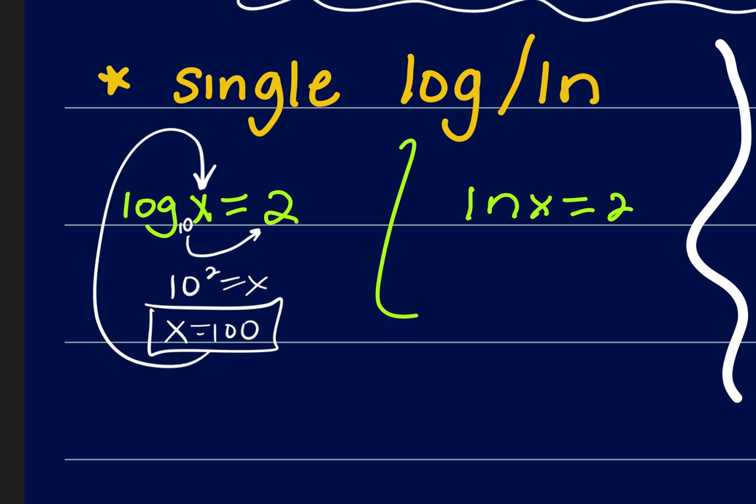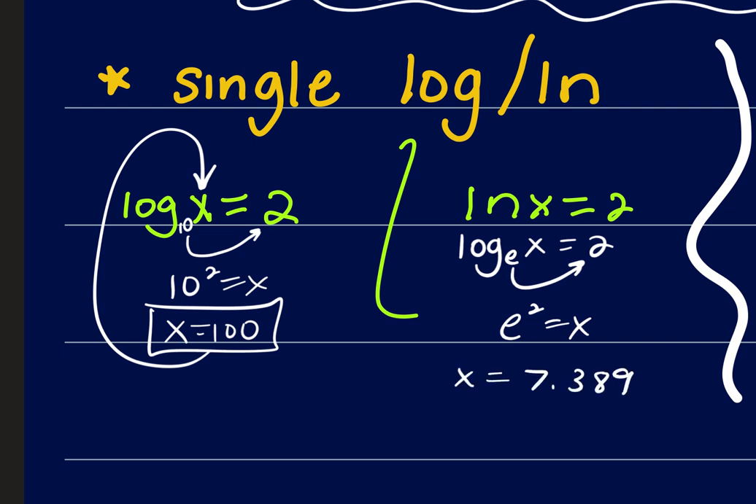So that could be non-calculator. ln of x becomes log of what? Log base e of x. And then it becomes e to the second equals x. And e to the second is 7.389. And I check. If I plug it back in, I'm finding ln of something bigger than 0, so I get to keep it.